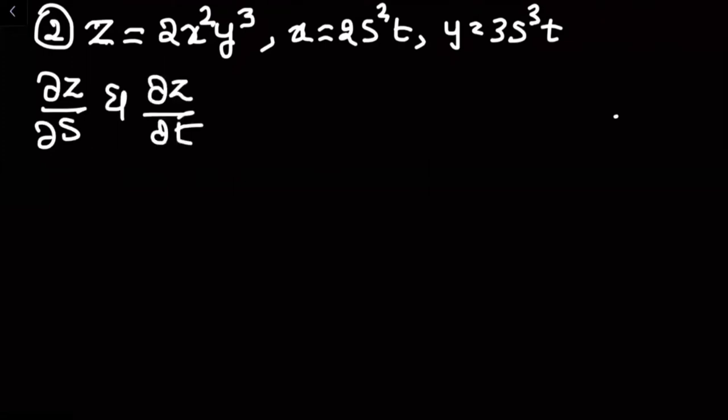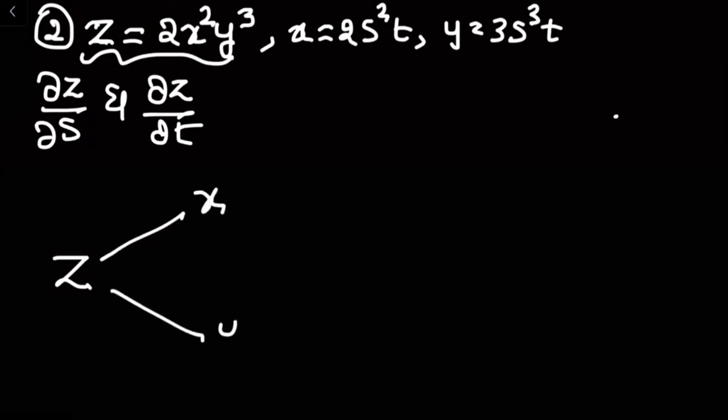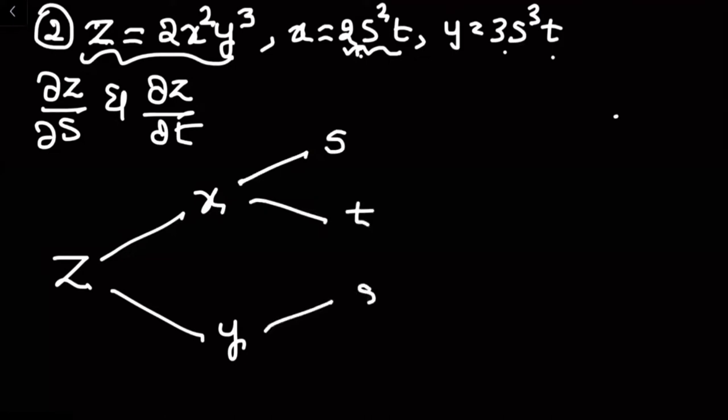The first step is to make the tree diagram. Observe the given function z. z has two variables, one is x and the other one is y. And if you observe here, x consists of two variables called s and t, and y also consists of two variables s and t as well. This is what the tree diagram will look like.